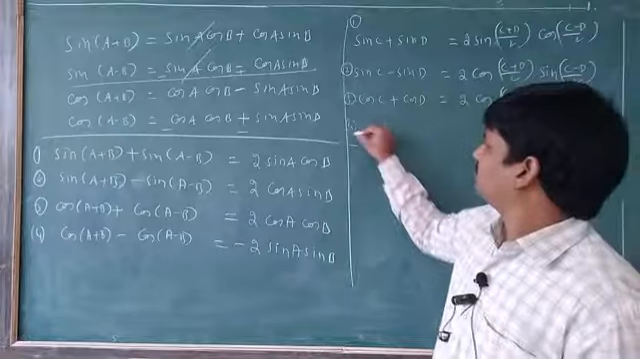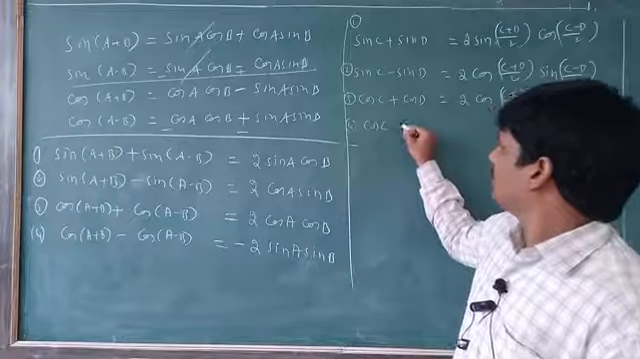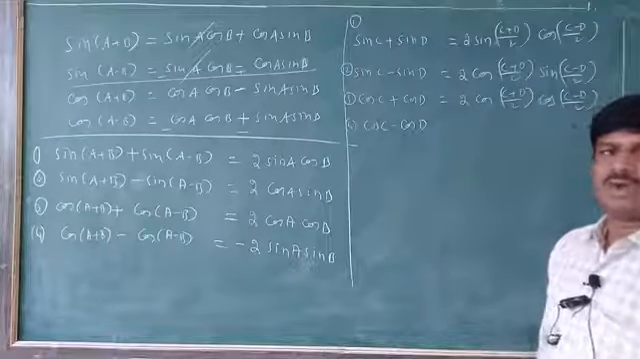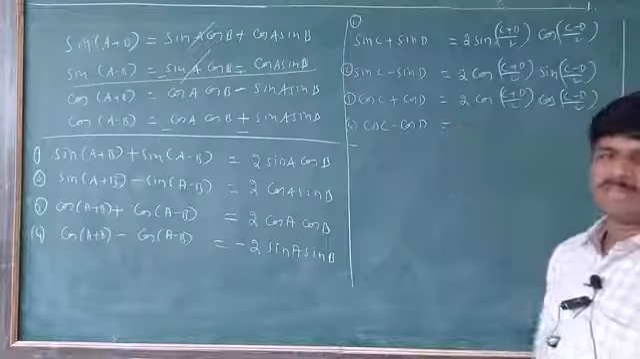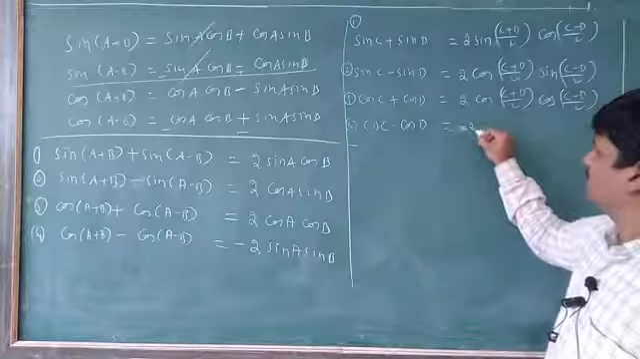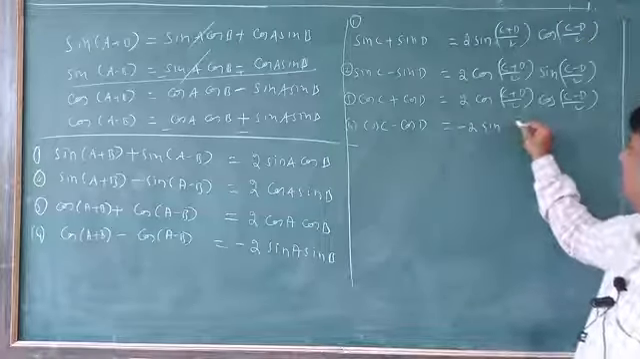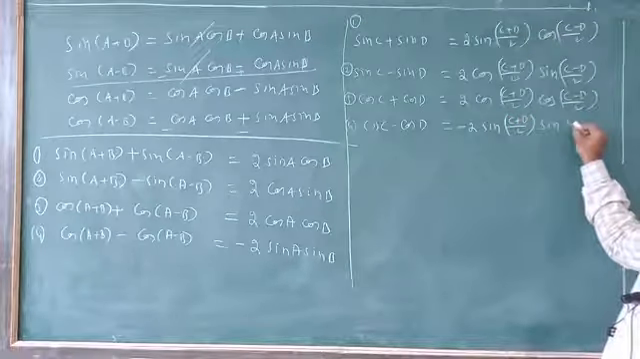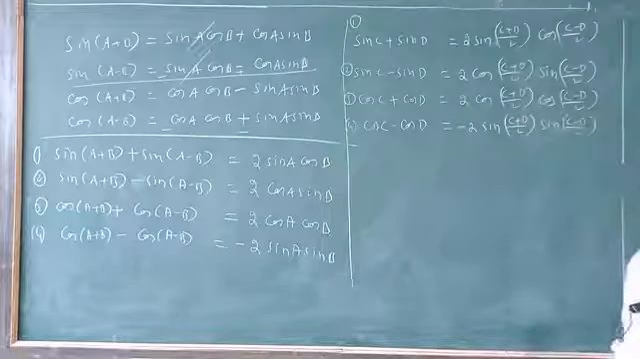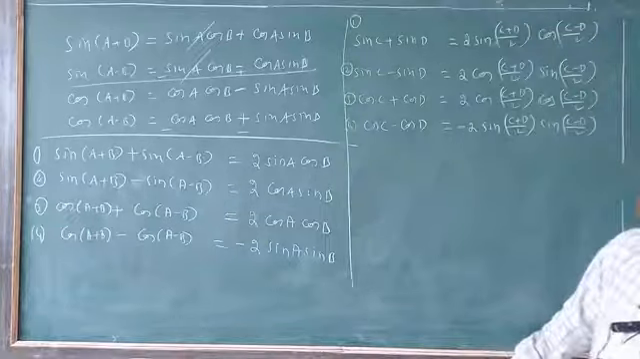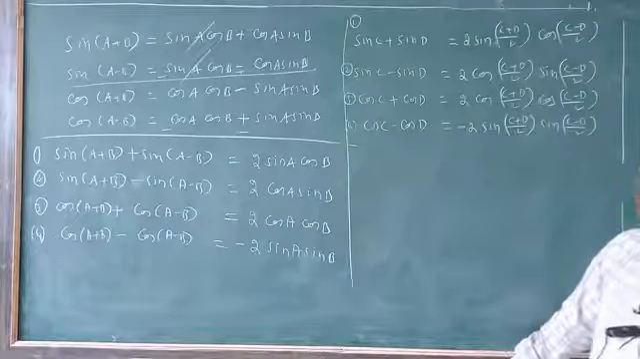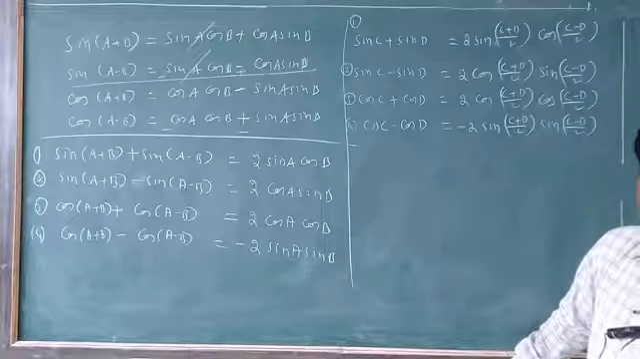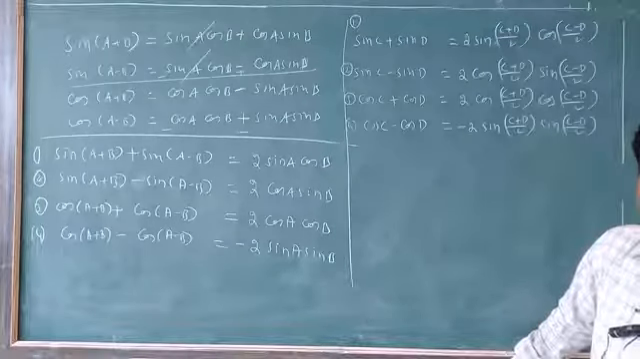Next, fourth one, cos c minus cos d. What is the formula of cos c minus cos d? Minus 2 sin of (c plus d) by 2 into sin of (c minus d) by 2. These 4 formulas we have to remember.